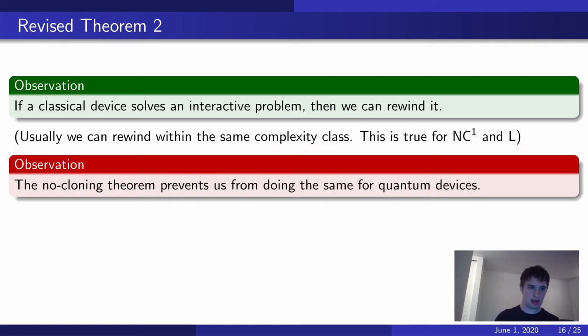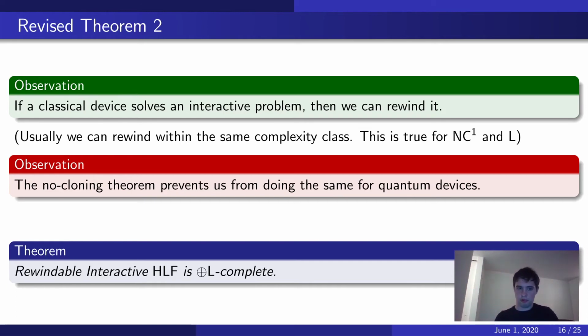On the other hand, for a quantum device, the no cloning theorem will prevent us from copying the qubits. We get to measure them once and only once, and that's just enforced by the laws of physics. So there's no getting around it. Okay, so then the new revised theorem is that rewindable interactive HLF is parity L complete. Now this reduction only applies to classical devices, because if we have a quantum device, we can't convert it from the basic interactive problem to the rewindable version. So that's how we do it.